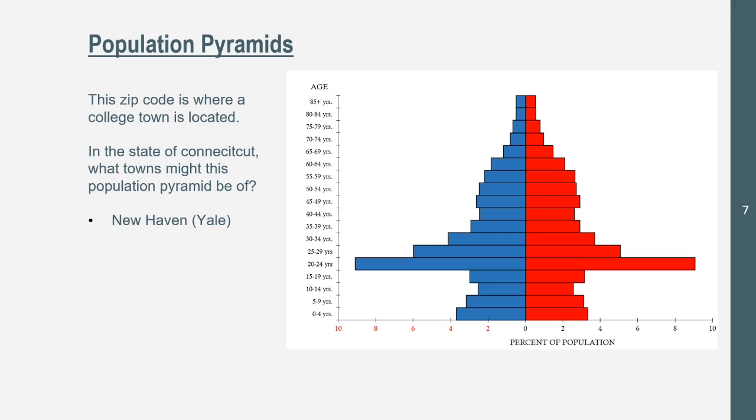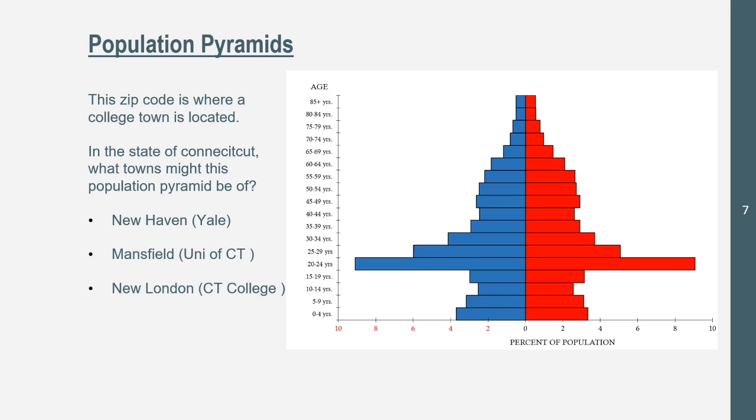Okay, here we go. So New Haven, Connecticut is where Yale is. Mansfield is where University of Connecticut is. And then New London is where Connecticut College is. Those are 3 towns where this high population of young adults is going to be.